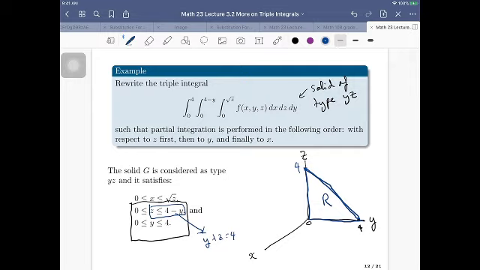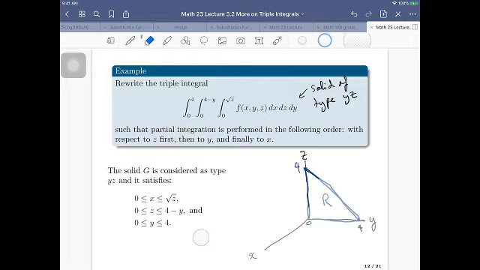So now the first step has been done. We have established the projection onto the YZ plane. Let's now establish the ceiling and the floor functions. The ceiling and the floor functions can be found in the first inequality.